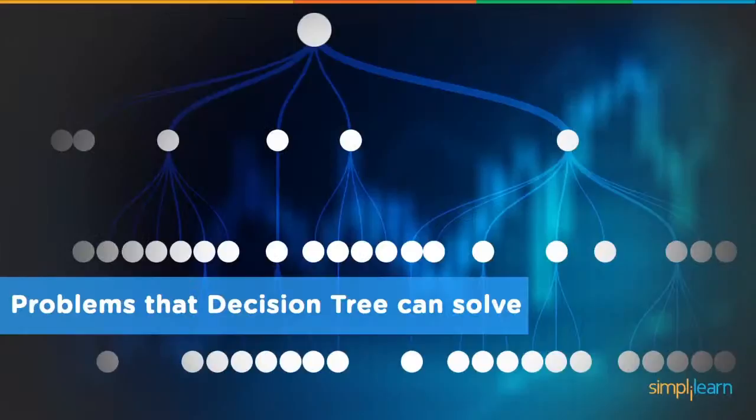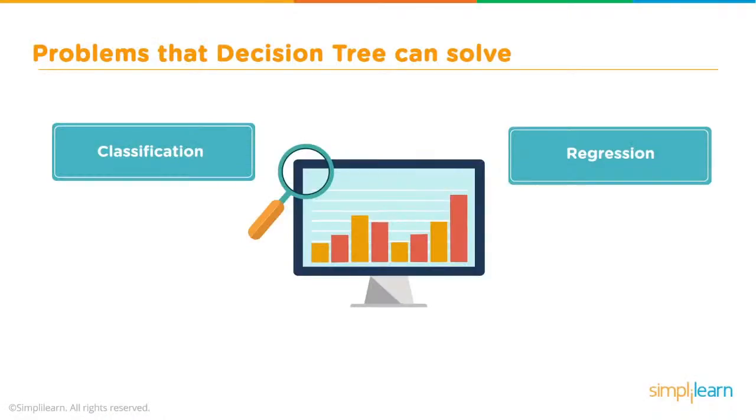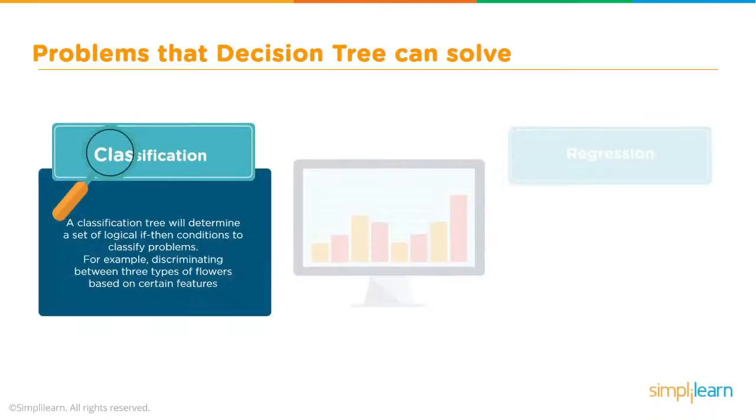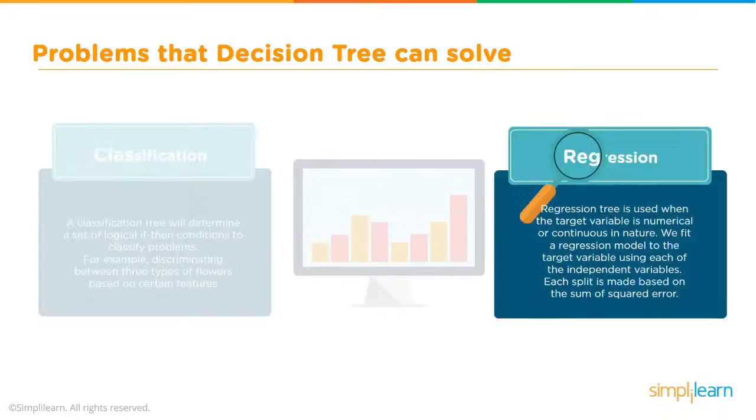Problems that decision trees can solve. Let's look at the two different categories the decision tree can be used on. It can be used on classification, the true, false, yes, no, and it can be used on regression, where we figure out what the next value is in a series of numbers or a group of data. In classification, the classification tree will determine a set of logical if-then conditions to classify problems. For example, discriminating between 3 types of flowers based on certain features. In regression, a regression tree is used when the target variable is numerical or continuous in nature. We fit the regression model to the target variable using each of the independent variables. Each split is made based on the sum of squared error.